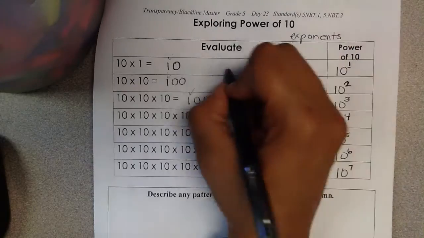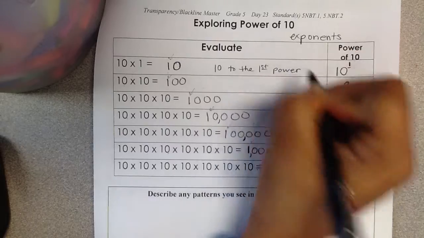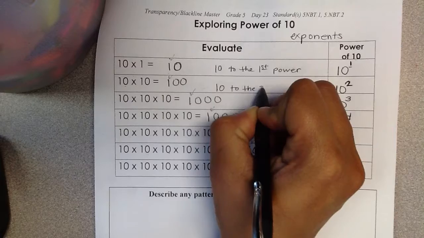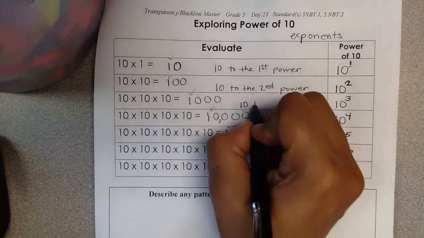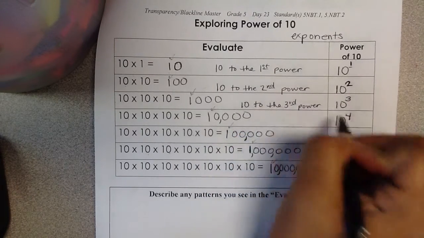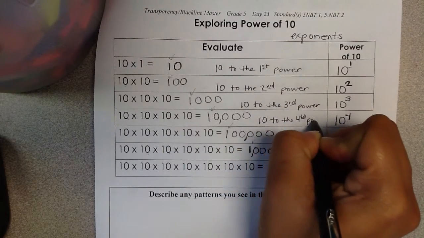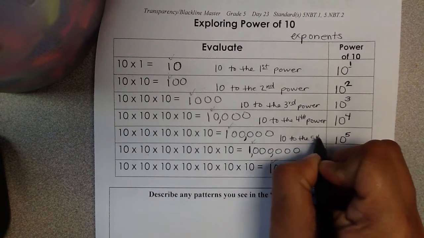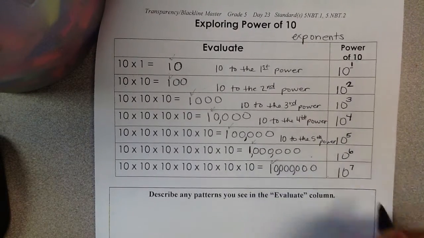So the way I would say this is 10 to the first power. That's how you read exponents. This second one would be 10 to the second power. The next one would be 10 to the third power. Here would be 10 to the fourth power. Here would be 10 to the fifth power. And this would be 10 to the sixth power, 10 to the seventh power.